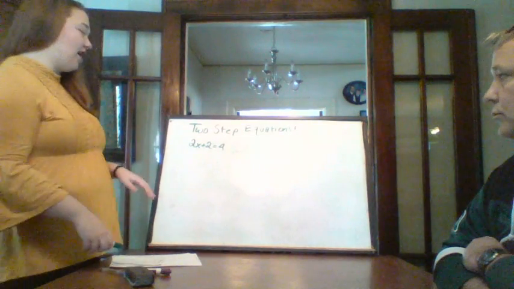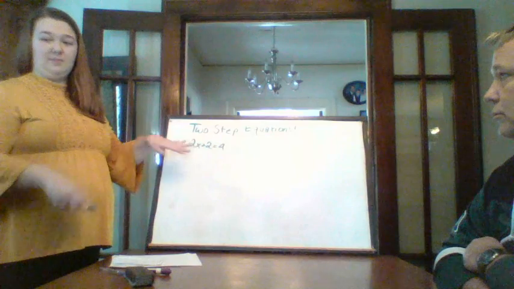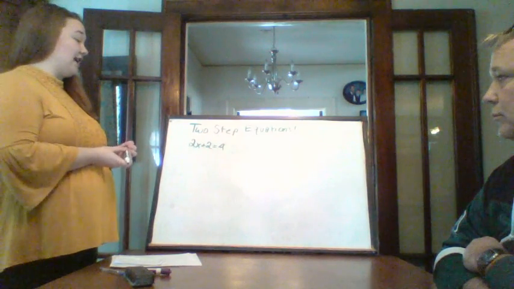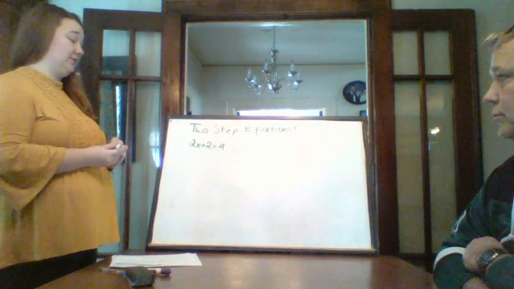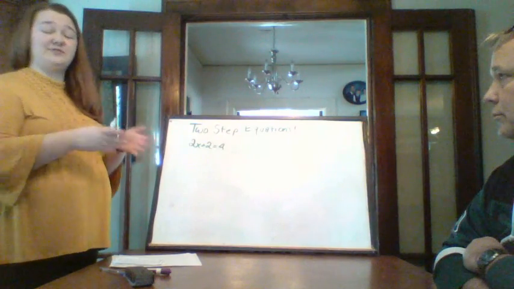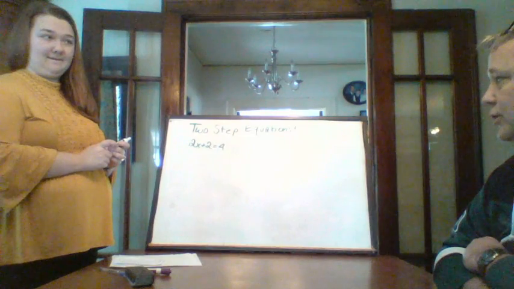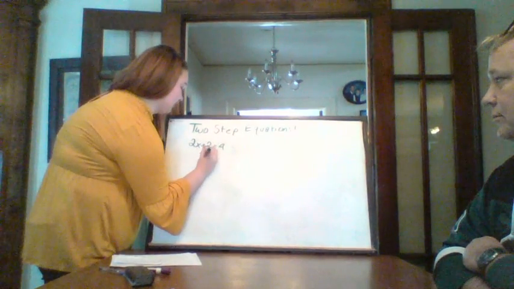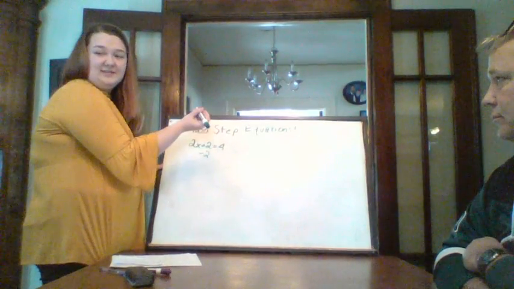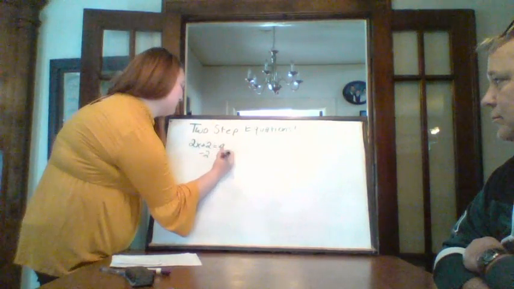So, we're going to start off with trying to solve this problem. We've got 2x plus 2 equals 4. With our wrap, what's the first thing that we should do? Subtract 2. Good job. On one side or both sides? Both sides. Good job.